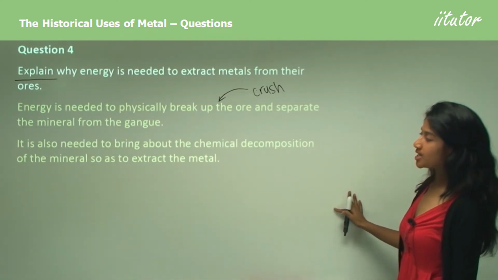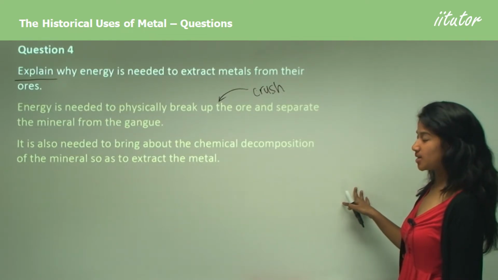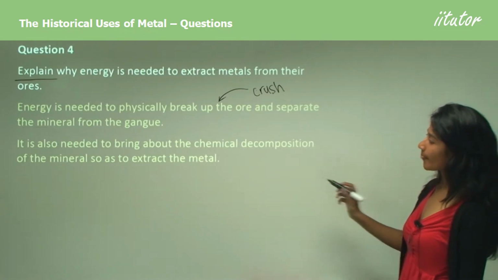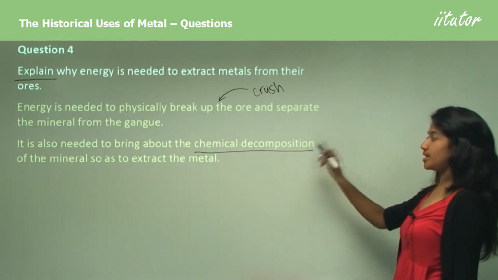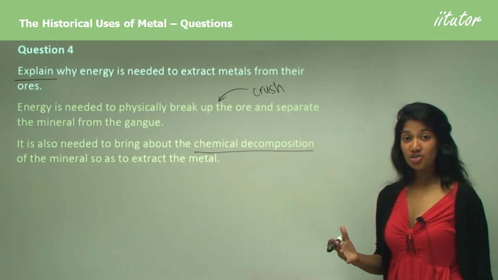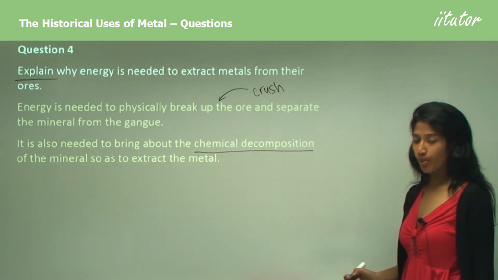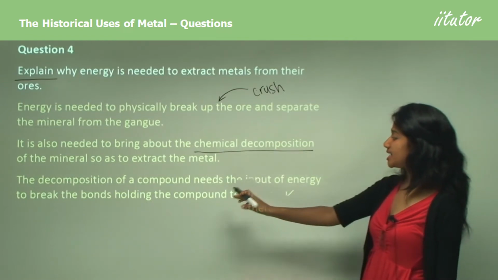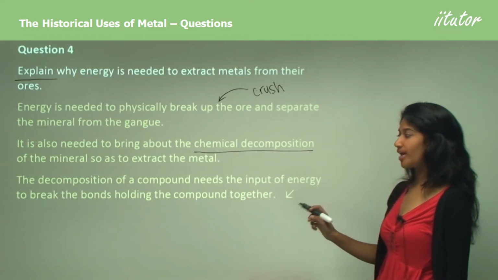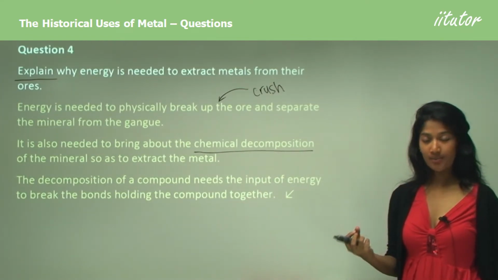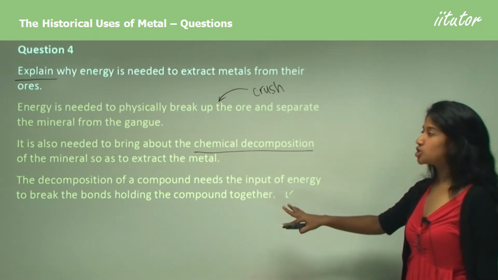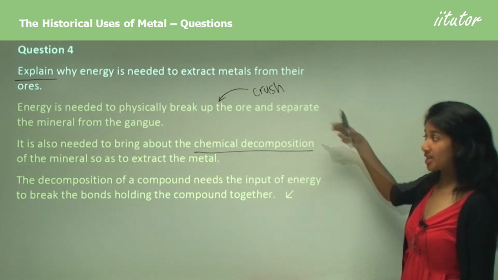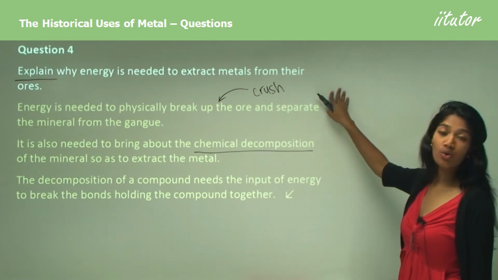It is also needed to bring about the chemical decomposition of the mineral so as to extract the metal. This is the keyword here, chemical decomposition, that is to break the chemical bonds. The chemical decomposition of a compound needs the input of energy to break the bonds holding the compound together, and these are chemical bonds. So it is important to break chemical bonds when you are extracting a metal, and that requires energy.